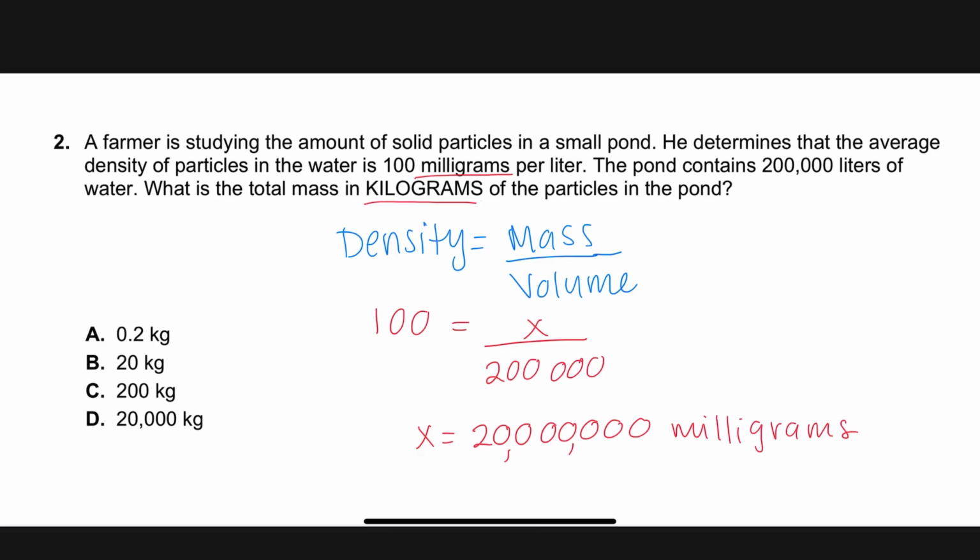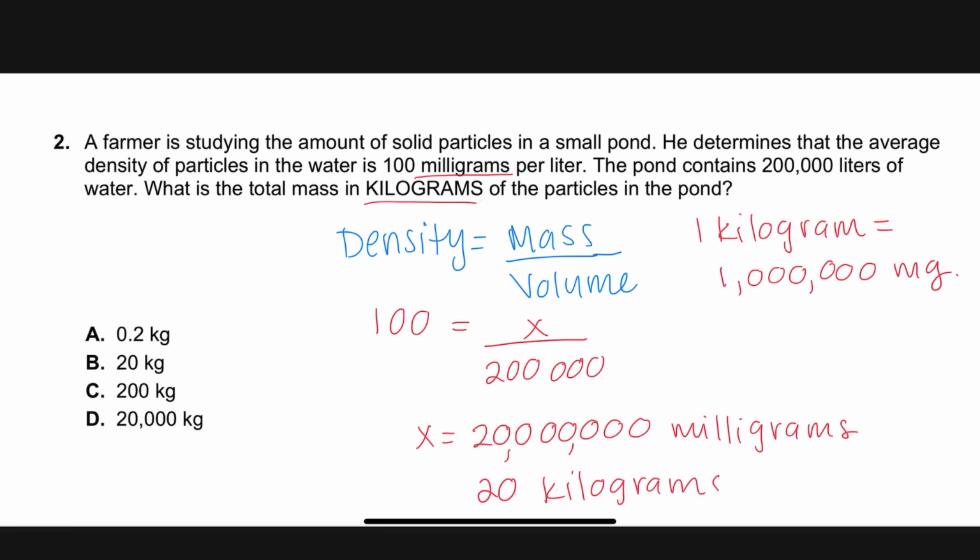Now, we have to take that amount and convert it to kilograms. So, in 1 kilogram, there are 1,000,000 milligrams. So, to go from milligrams to kilograms, we're going to divide by 1,000,000. So, 20 million milligrams is 20 kilograms. So 20 kilograms would be our answer there.